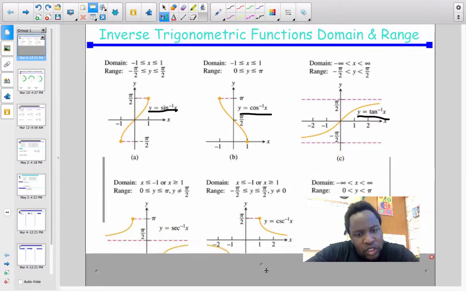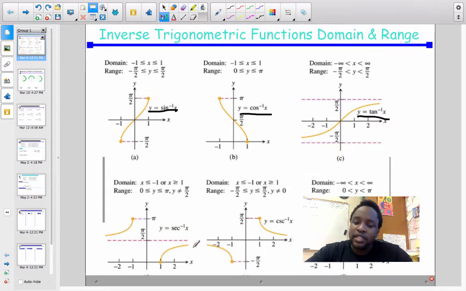Here's just a brief look at what inverse secant, inverse cosecant, and inverse cotangent look like. We don't do too much with them, but if you want to have access to them, there they are.